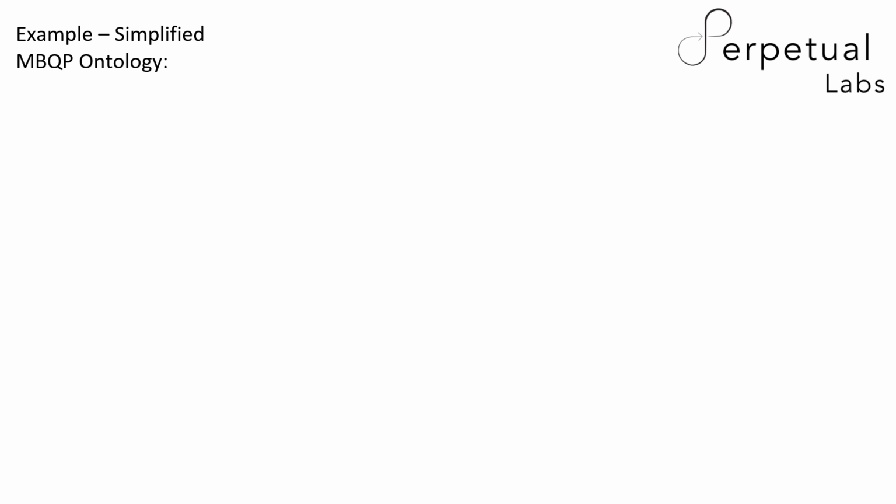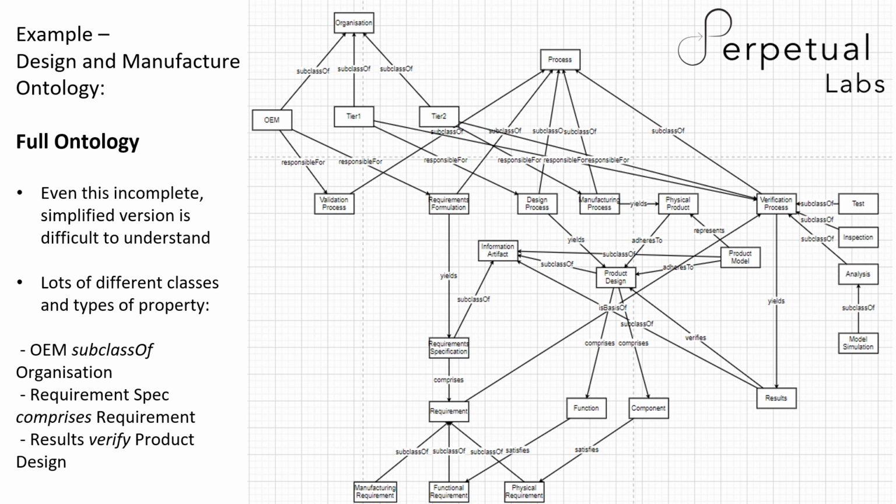We'll take a look at a simplified design and manufacturing ontology as an example. From this diagram, you can see that this relatively simple, incomplete ontology is already difficult to understand and communicate. It contains many types of class and property. Examples include OEM is a subclass of organization, requirement spec comprises requirements, and results verify product design. By presenting this ontology in multiple carefully selected viewpoints, it becomes easier to comprehend.